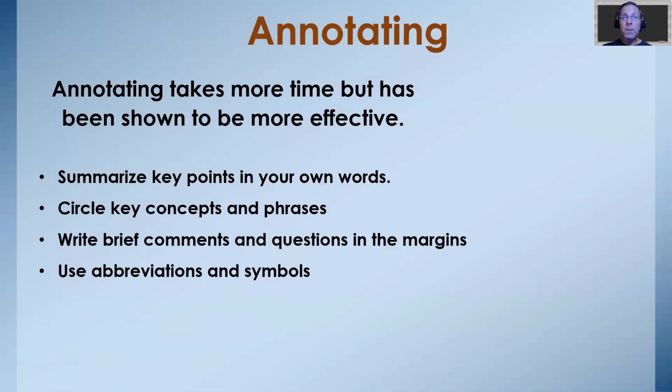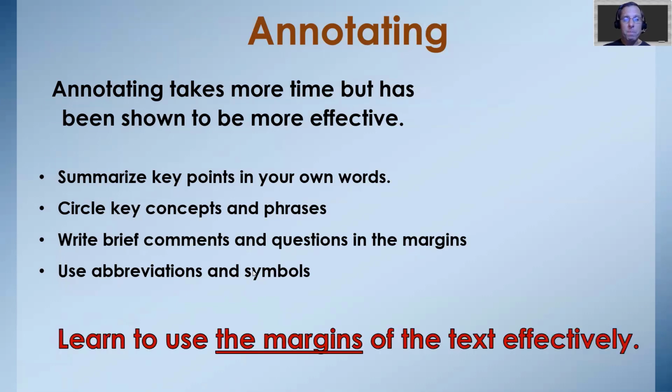When you annotate, you might want to summarize the key points in your own words. You can circle key concepts and phrases, though I do think that's very similar to highlighting. Write some brief comments, and really important, write questions in the margins. And again, this is for you, so you can choose to use abbreviations and symbols that you understand. You do not have to write relative to what other people's expectations are.